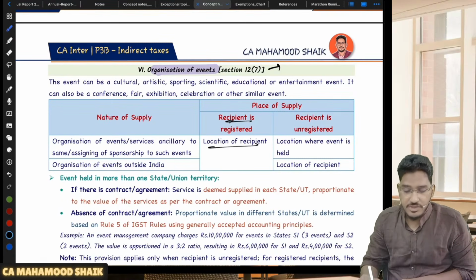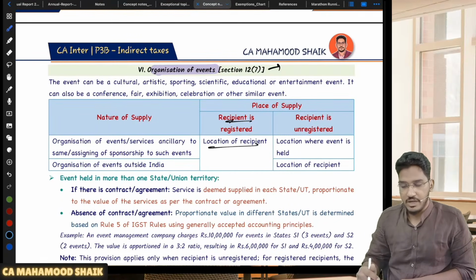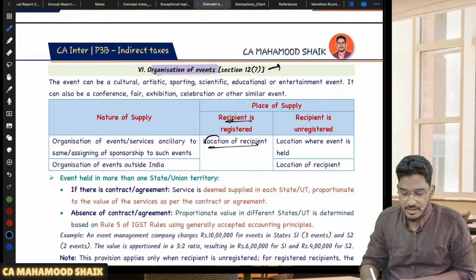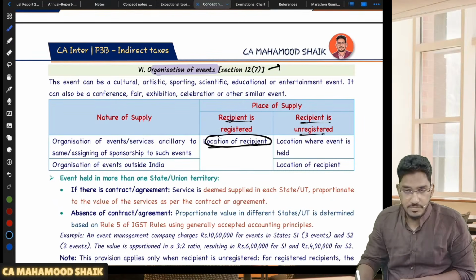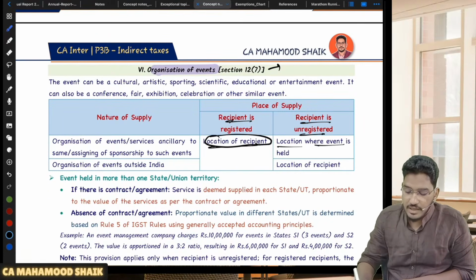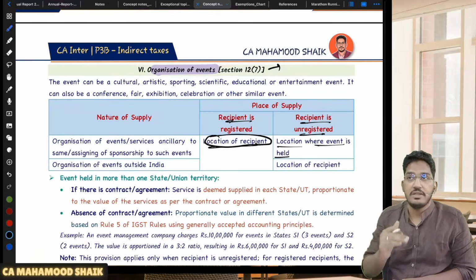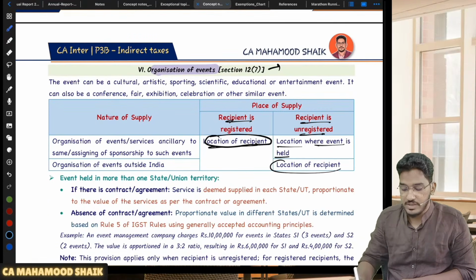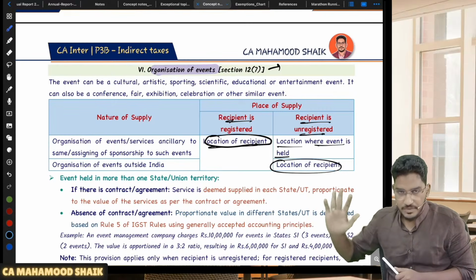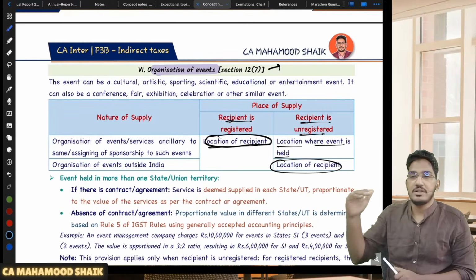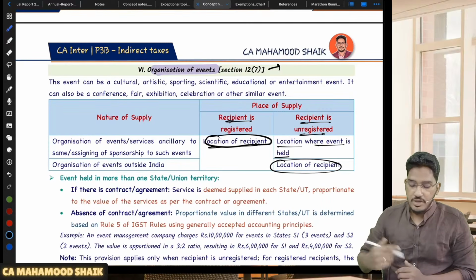If the recipient is registered, it is always the location of the recipient, whether the event is held within India or outside India, it doesn't matter. If the recipient is an unregistered person, then we have to see where the event is held. If the event is held in India, the location is wherever the event is held. If the event is to be held outside of India, the location of the recipient will become the place of supply. More or less similar to immovable property related services, but they have added one more layer here: whether the recipient is registered or unregistered.